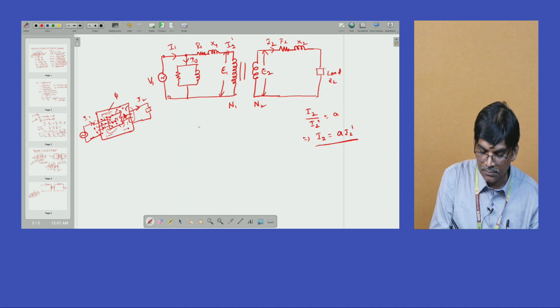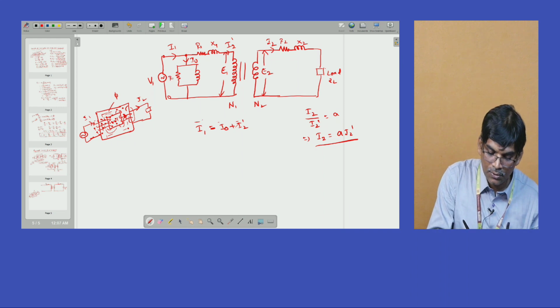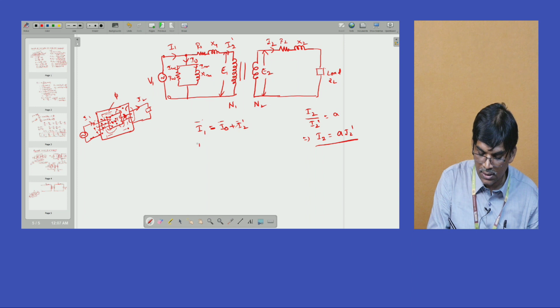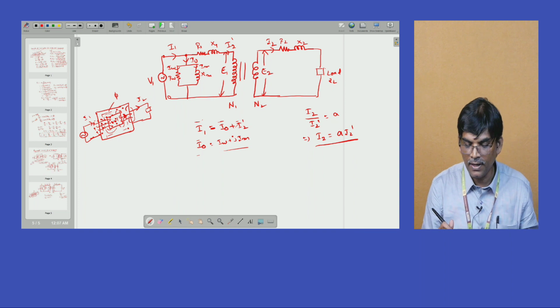Finally, from this equation, I1 is equal to I0 plus I2 dash, all in phasor notation. See here, this is called RW, this is XM, this is IW, this is IM. So here I0 is once again the combination of both: IW plus j of IM. This is the value.